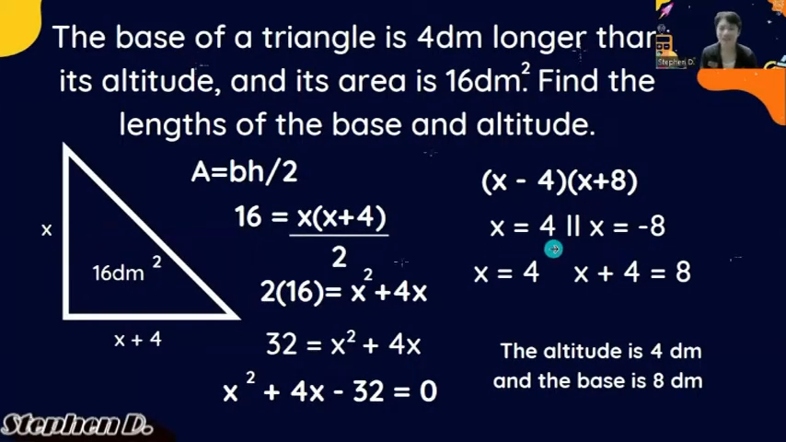If you noticed, we had two values. Why did we use 4? Because we are solving for measurements. There are no negative measurements. That's why we used 4.